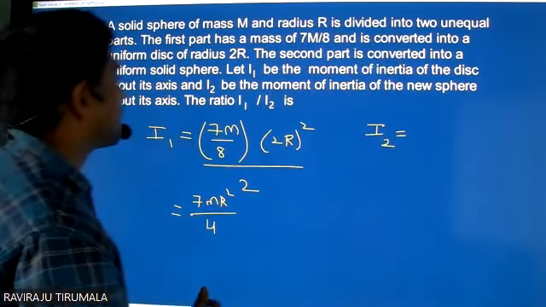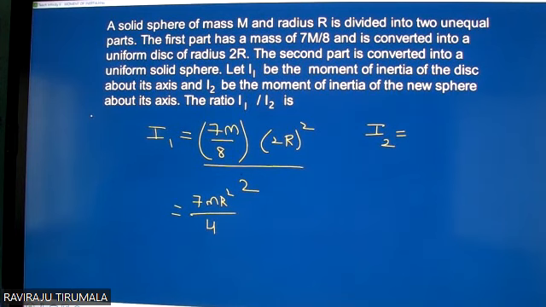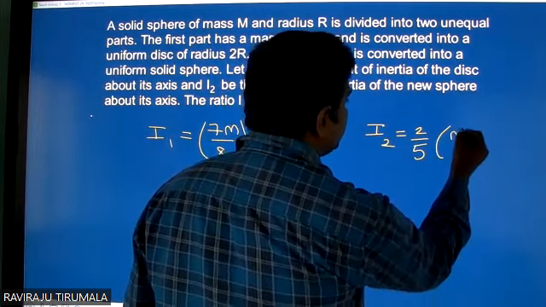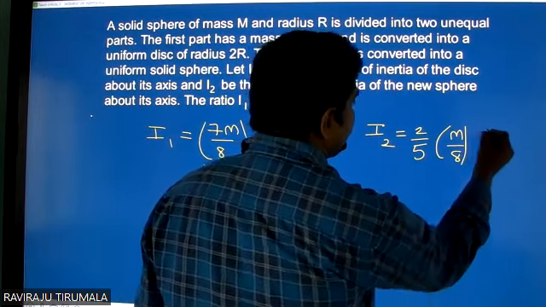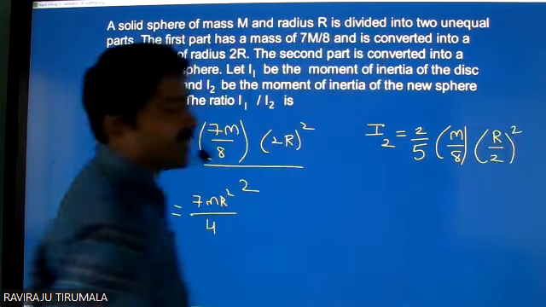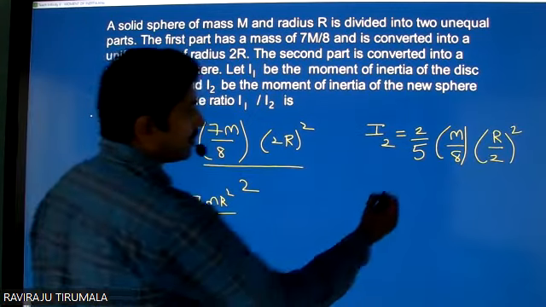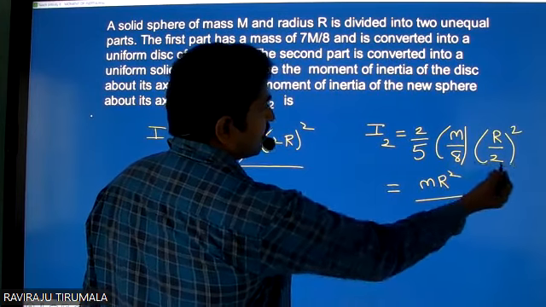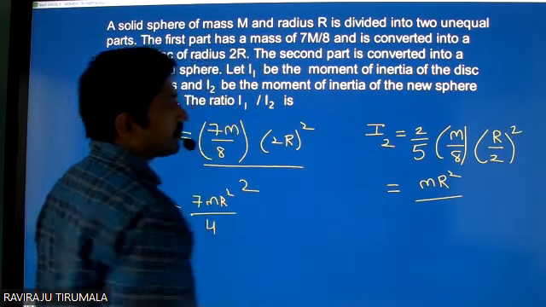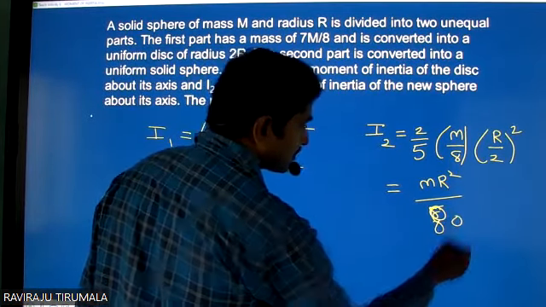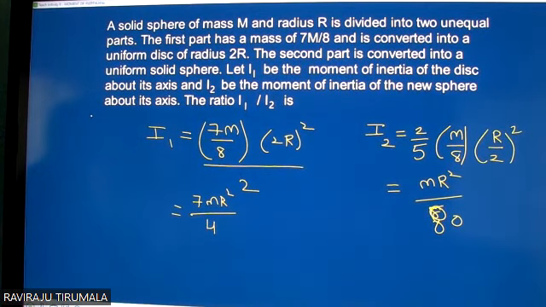The radius becomes r by 2. So what is the formula in case of a solid sphere? 2 by 5 mr square. What is m? M by 8. What is the radius? Here it is important: r by 2 whole square. Then what is the final answer here? mr square by 4 into 8 into 5, that is 32 into 5, 16 into 5, 80 only, no? 80 only. 2 and 2 will get cancelled there.